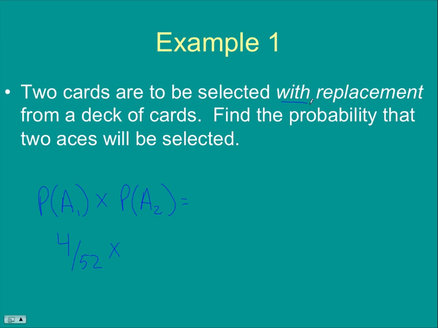Now this is done with replacement. So what we do is we assume we draw our first ace. But then we replace it into the deck. And so we have that ace again as an option. So there are also 4 out of 52 chance for a second ace. And this gives us a 1 in 169 chance, which is about 0.59%.